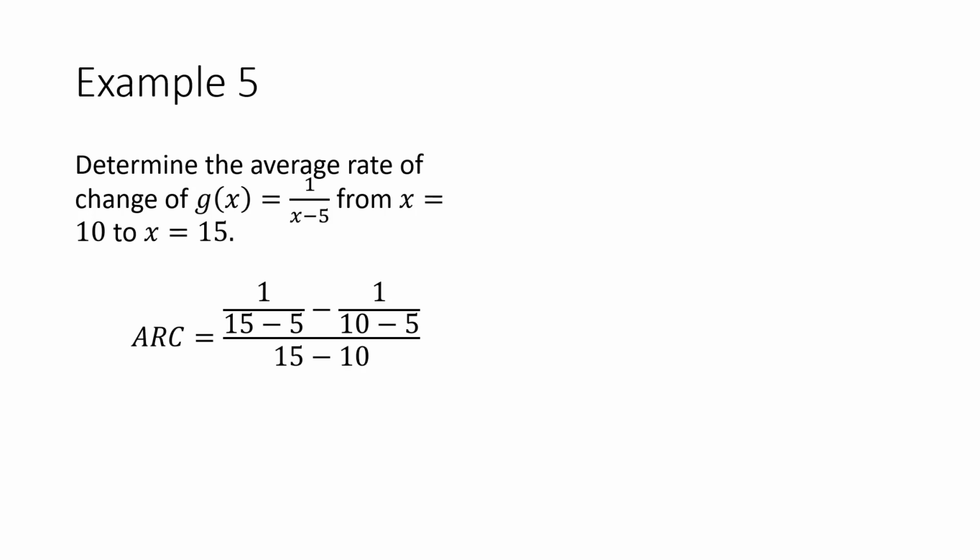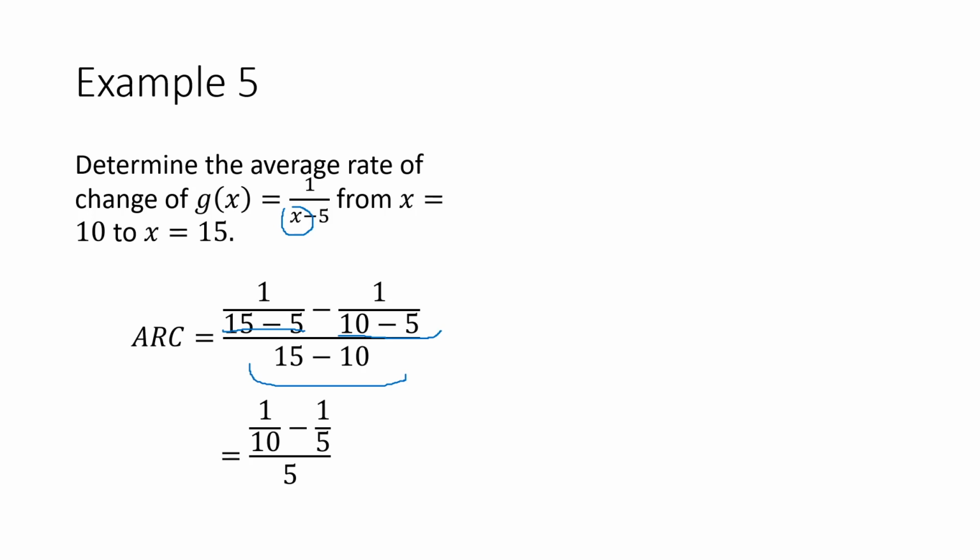1 over, we're plugging in for x, those two x values. So 1 over 15 minus 5 minus 1 over 10 minus 5. And then in the denominator, remember, subtract the x's, 15 minus 10. So this one, a little bit of arithmetic to simplify, right? We've got, in the numerator, this is a complex fraction, right? We've got 1/10 minus 1/5, once we simplify those denominators, divided by 5.